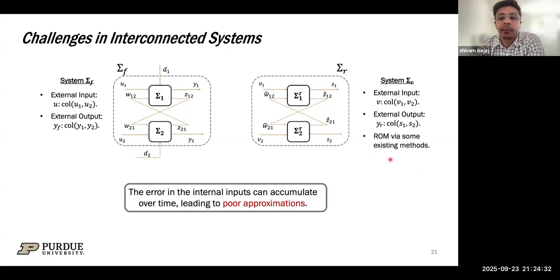Now, using any existing method, I can reduce the system in a modular manner, meaning that I can construct sigma 1R, which is an approximate system of sigma 1, and sigma 2R, which is a reduced approximate system of sigma 2, and I'm connecting them in the same interconnected structure. Now, because the outputs of sigma 1R and sigma 2R are not exactly the same as sigma 1 and sigma 2, there are some approximation errors. Due to this interconnection structure, these approximation errors start accumulating over time. And that is one of the challenges in coming up with error bounds for interconnected systems.